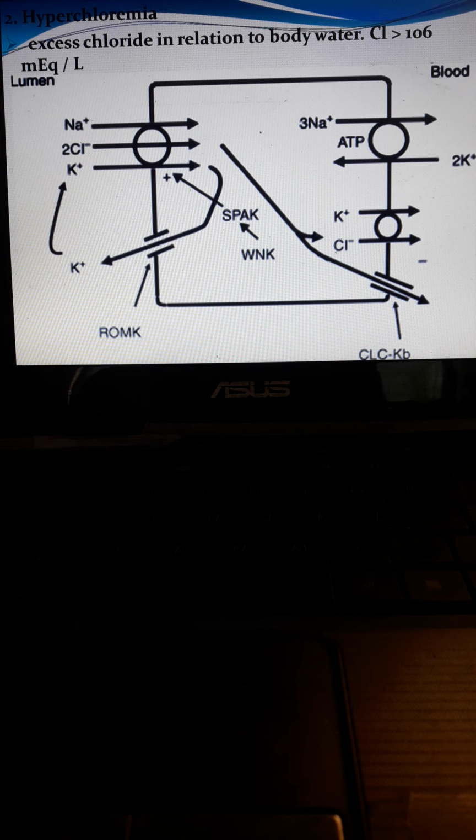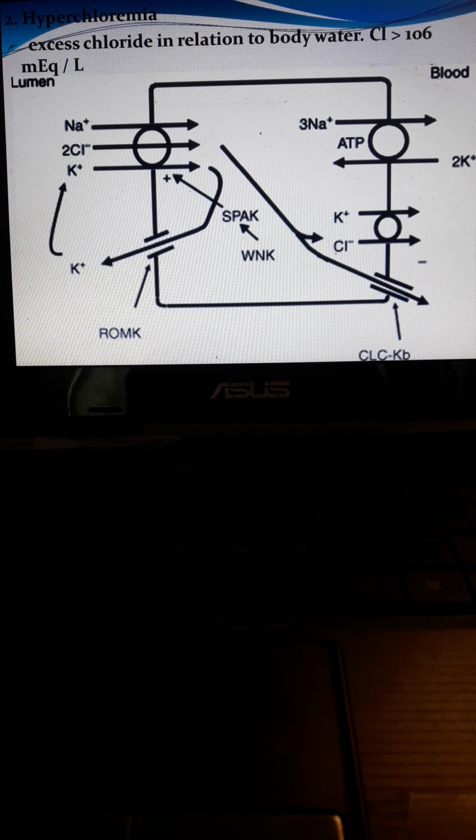Okay, so hyperchloremia is excess chloride in relation to body water, so that is a chloride level of more than 106 mEq per liter. So what will happen in hyperchloremia? Hyperchloremia, this is the mechanism wherein chloride enters via the sodium chloride potassium channel.